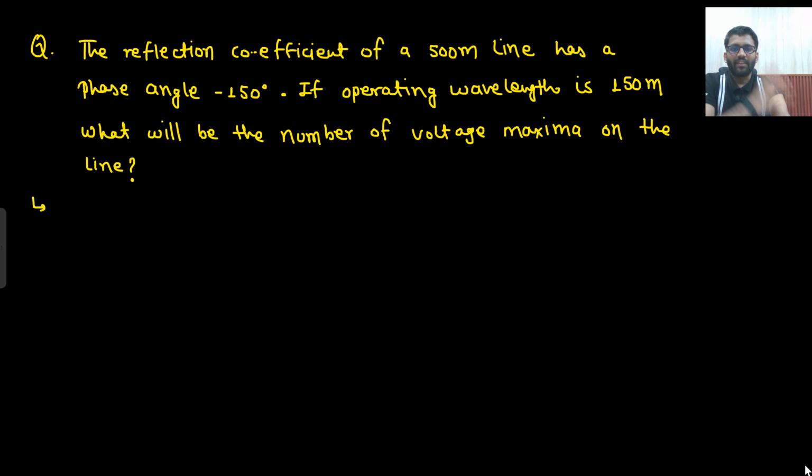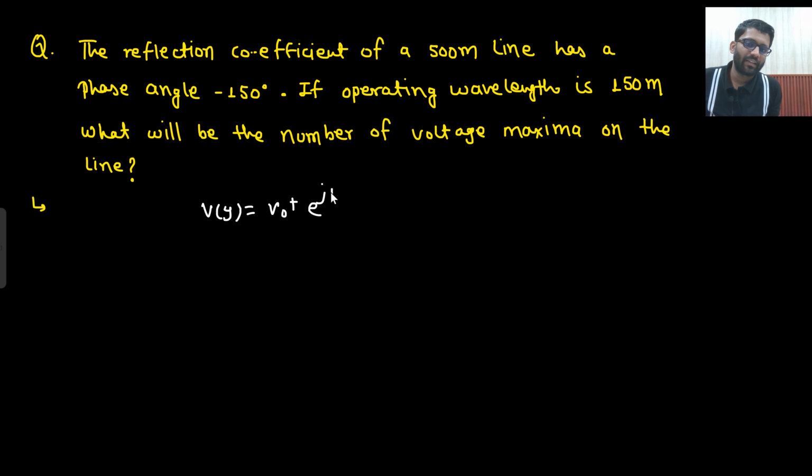Okay, the length of the line is mentioned, that is 500 meter, and the operating wavelength is mentioned. How many voltage maxima will you get there? Phase angle is minus 150 degree. Okay, then let's solve it. How will we solve? This is a question based on the standing wave pattern. If nothing clicks for you in standing wave pattern, then simply write down the expression which we already know: e to the power gamma y plus, this is a lossless line, so I can write j beta y.